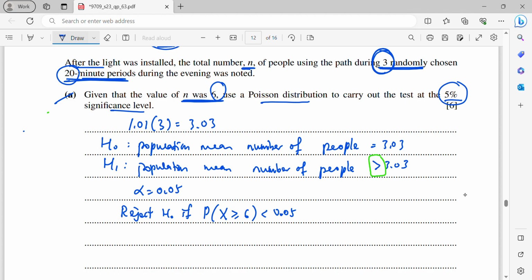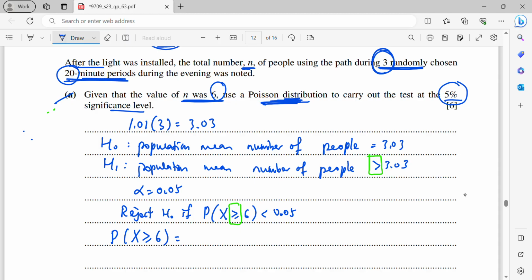So the sign here, greater than or equal to 6, depends on your H1. If your H1 is less than, that means you are counting x less than or equal to 6. So please take note of this. Now I need to count my probability, x at least 6. We know that this is Poisson distributed.